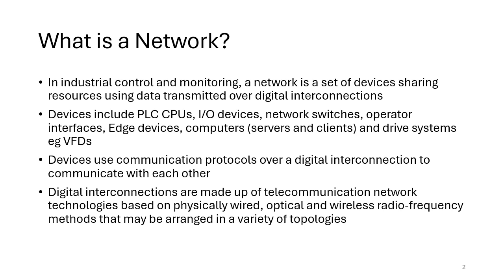First, let's define what is a network. In industrial control and monitoring, a network is a set of devices sharing resources using data transmitted over digital interconnections. These devices can include PLC CPUs, I/O devices, but also network switches, operator interfaces, the edge devices themselves, other computers, and also drive systems such as variable frequency drives or servo drives.